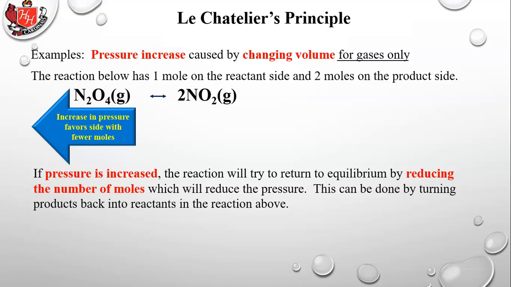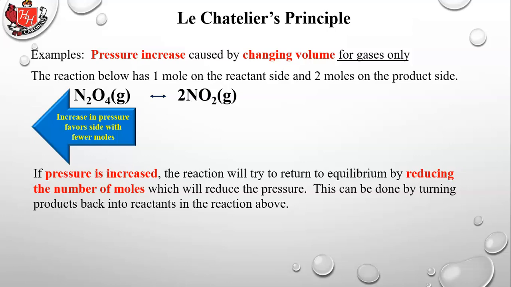You've increased the pressure. So now it's saying, I'm not happy, the pressure's too high. So the way it has control of that, it can reduce the pressure by going from 2 moles on the right back to 1 mole on the left. 1 mole will have less pressure than 2 moles. That's just from PV = nRT.